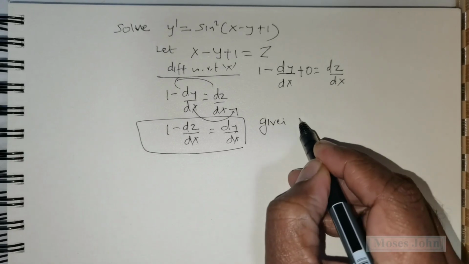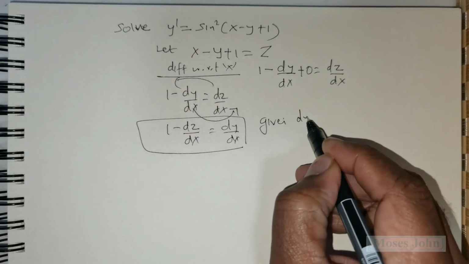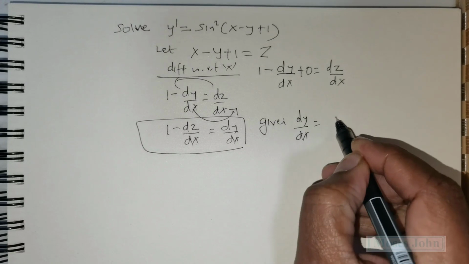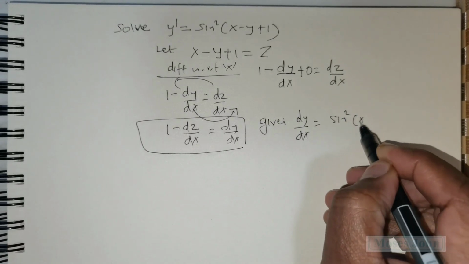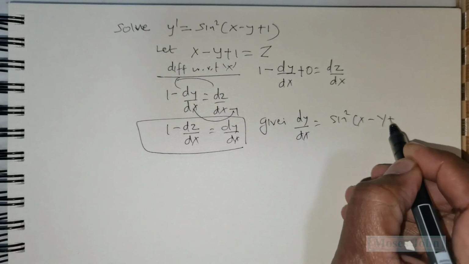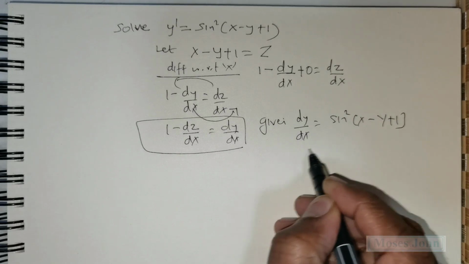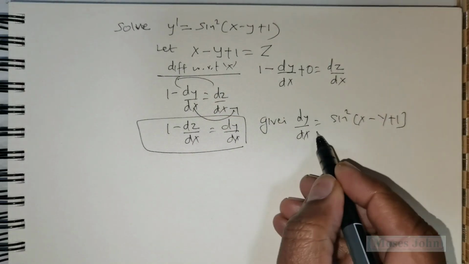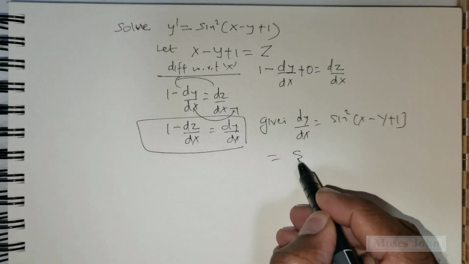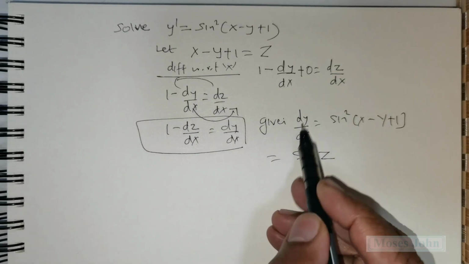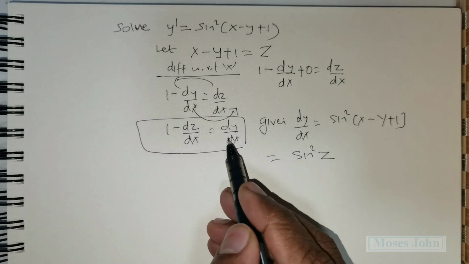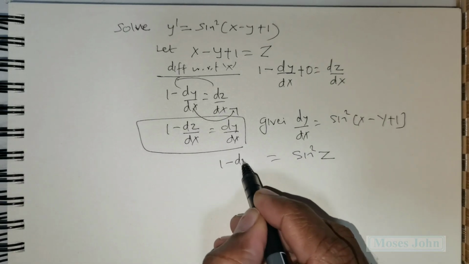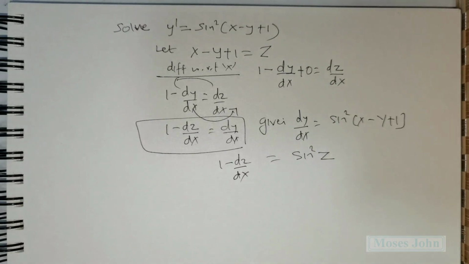Now we are given that y dash, which is dy over dx, is equal to sine squared of (x - y + 1). Okay, but since I've taken x - y + 1 to be z, this is going to be sine squared of z. Dy over dx is going to be 1 minus dz over dx.